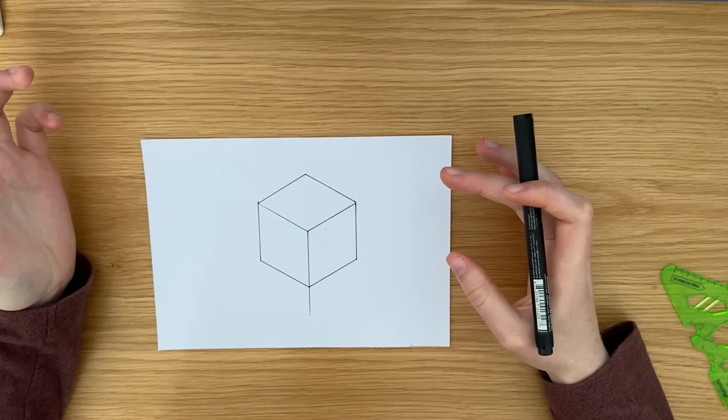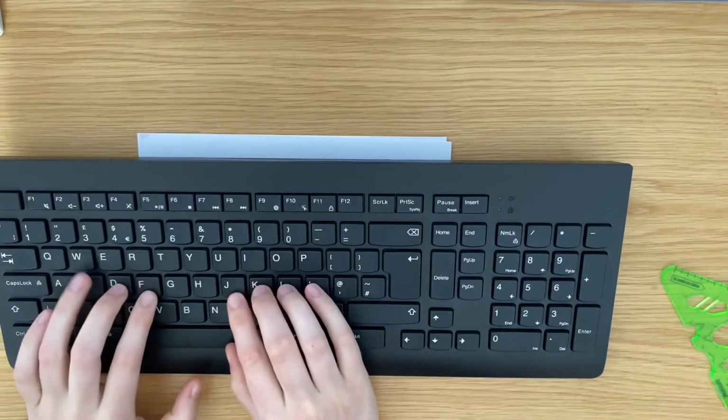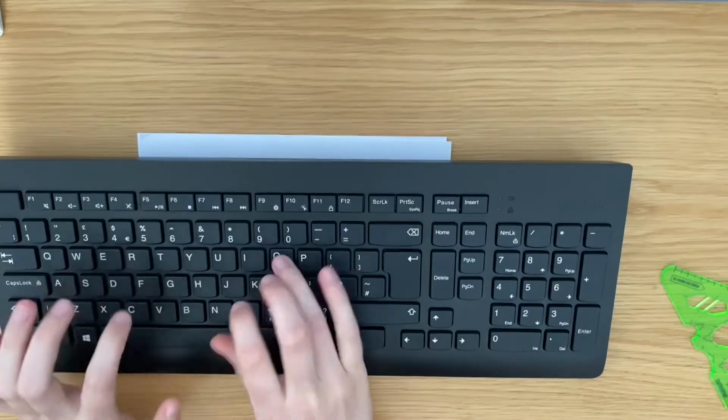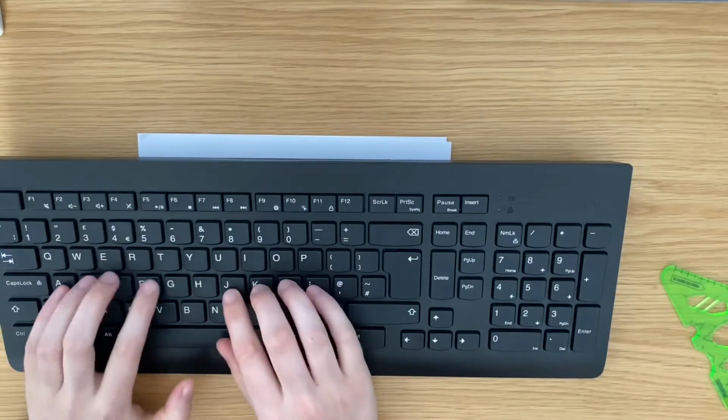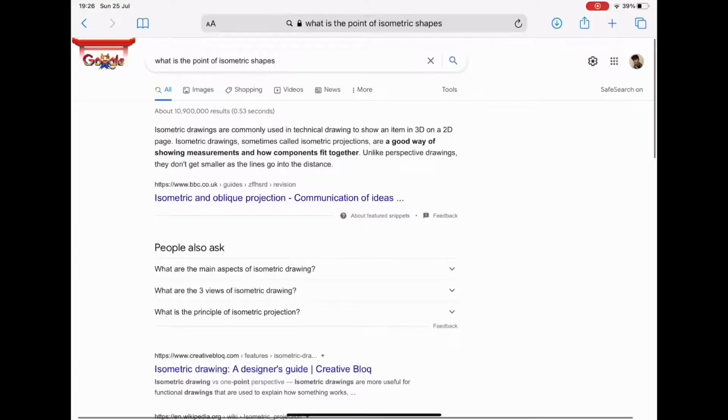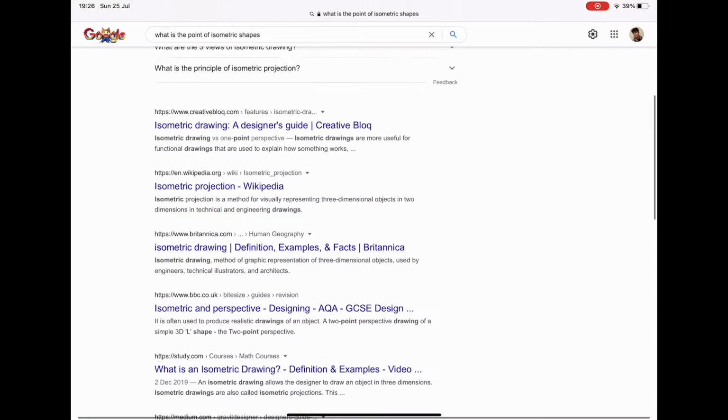What are their uses in design? What is the point of isometric shapes? Oh, I should know that.